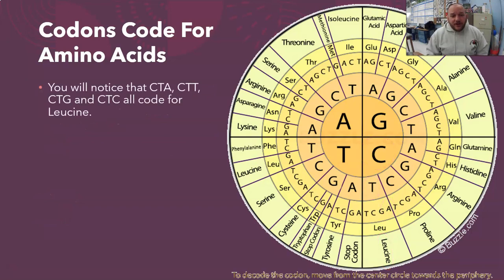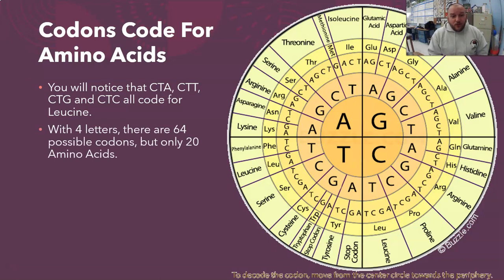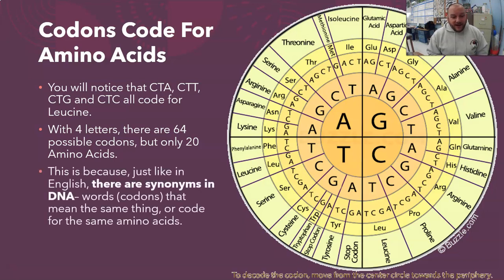You'll also notice that CTA, CTC, CTT, and CTG all code for leucine. They code for the same thing. And this is common. With 4 letters, there's 64 different possible codons, but only 20 amino acids. Again, just like English, DNA has synonyms, some words that mean the same thing. So AGA and AGG both code for arginine, and so on.